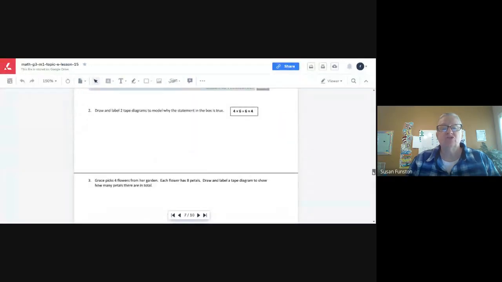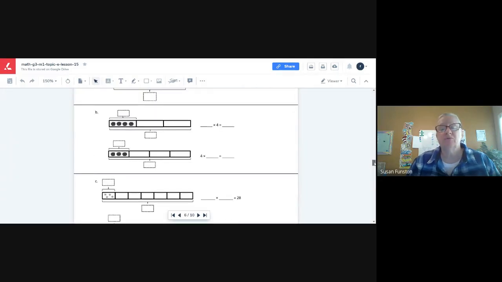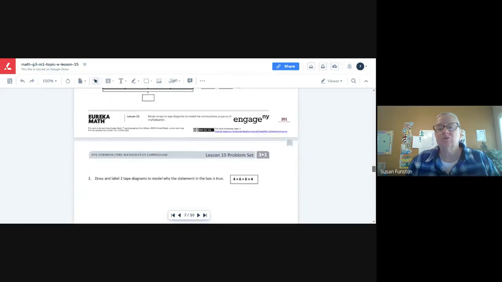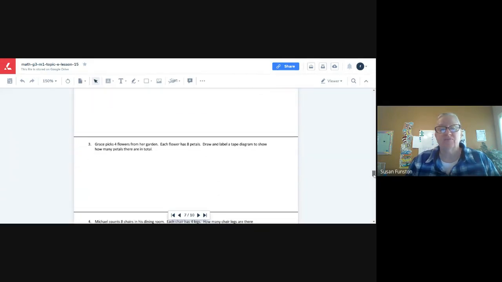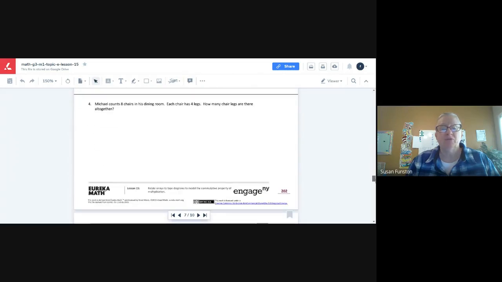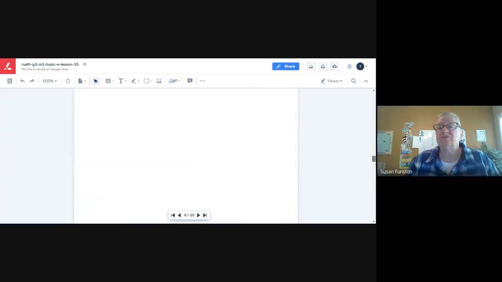Okay, number 2 wants you to draw and label 2 tape diagrams to model why the statement in the box is true, that 4 times 6 is equal to 6 times 4. So we're going to do just what we were doing up here and what we were doing on the board. 2 diagrams, one direction, one for the other direction. Okay, and then a couple more problems, and that's it for today.